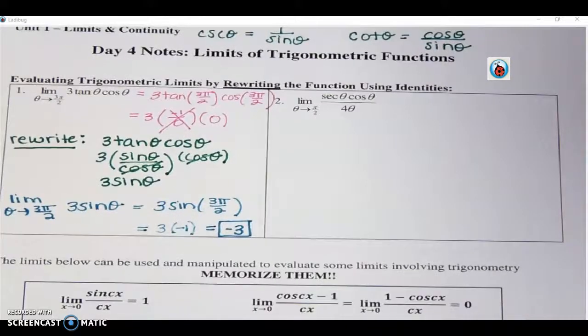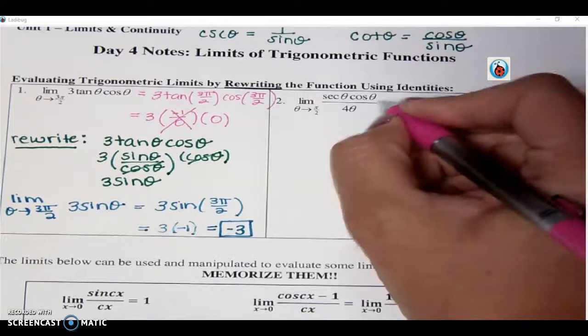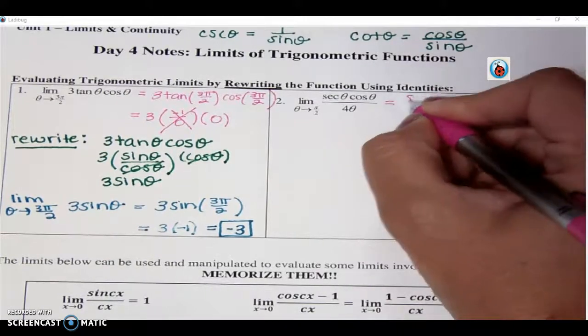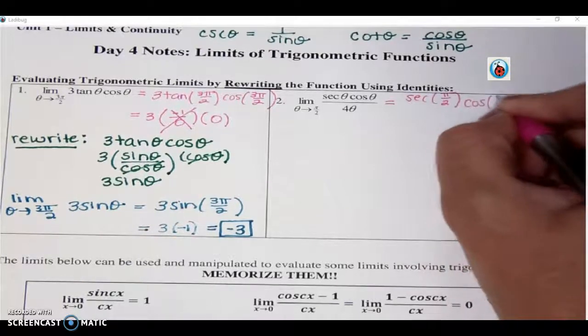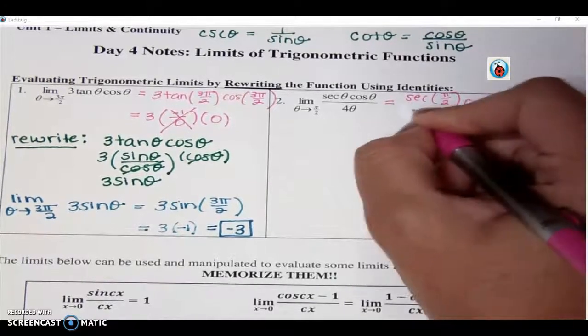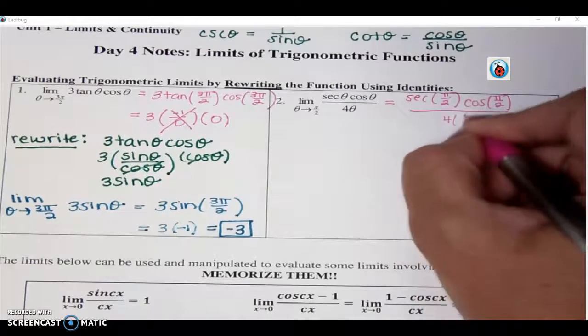So for number 2, we're doing the limit as theta approaches pi over 2 of secant theta cosine theta over 4 theta. So we're going to try direct substitution. And there are a lot of problems where direct substitution won't work, so make sure you try it first.